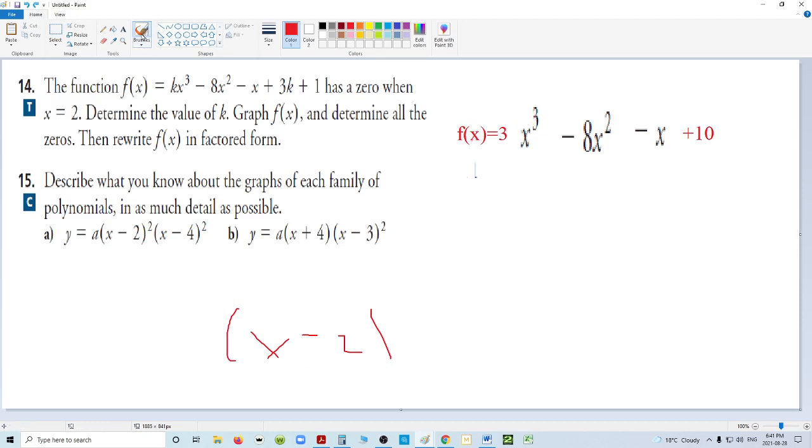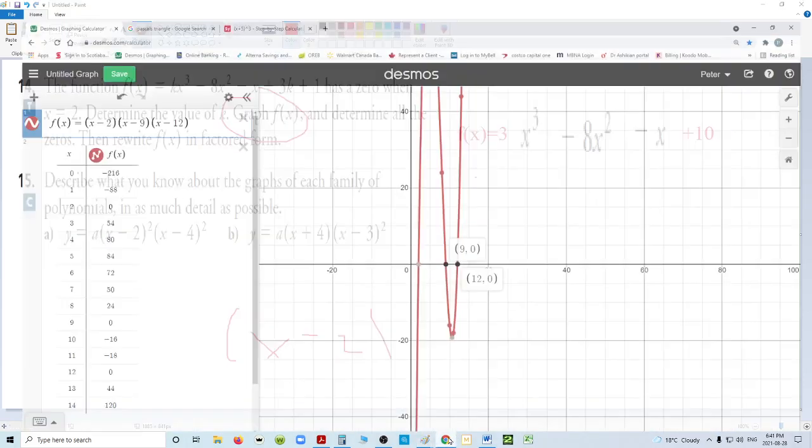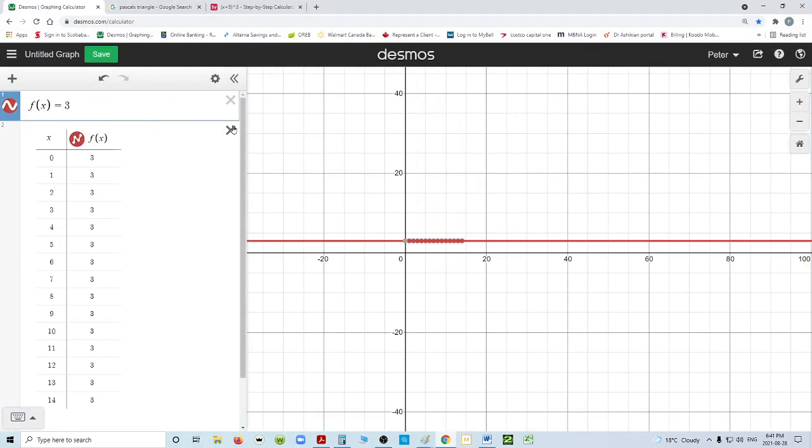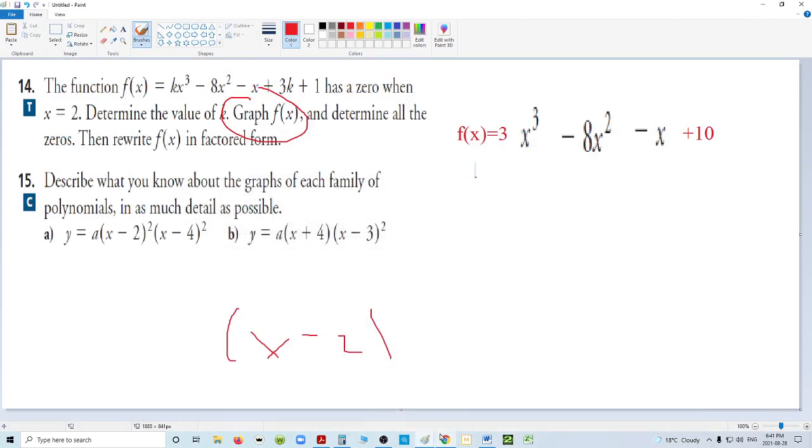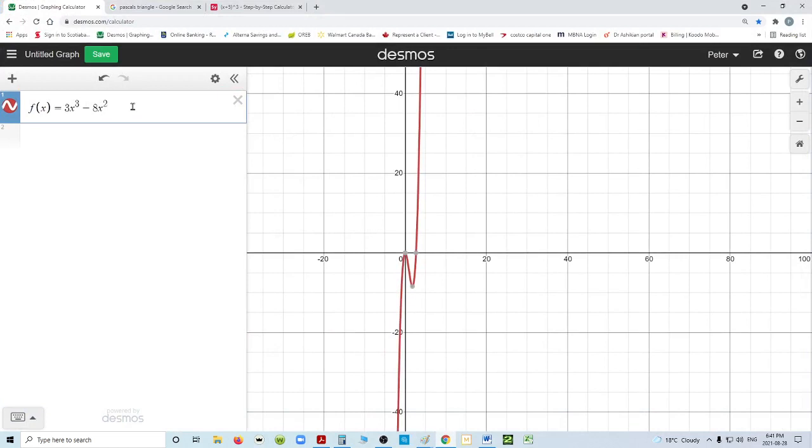Well, I don't know if they've taught you enough. Oh, they want you to graph it first. Okay, well, you could go ahead and graph it and then figure out all the zeros. There is a way of doing it, but they haven't taught you yet. So if I graph it first, 3x cubed minus 8x squared, was it minus? Minus x plus 10. The zeros will reveal themselves, and then you can just rewrite it. So it's going to go through x equals 2 and x equals minus 1.